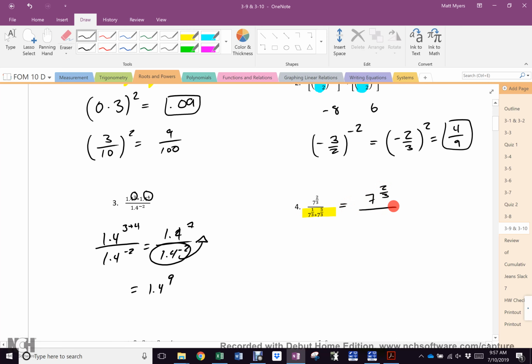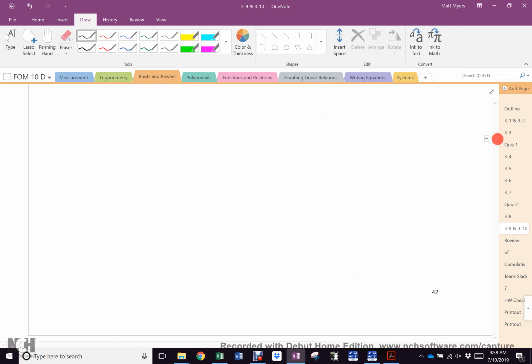What should I do here? They're the same base, aren't they? So what do I do with exponents when I divide? Subtract. So that's going to be 7 to the -4/3, right? Because 2/3 minus 6/3. What does a negative exponent do to the base? Flips it over, so it becomes 1/7 to the 4/3. That's a really hard question.